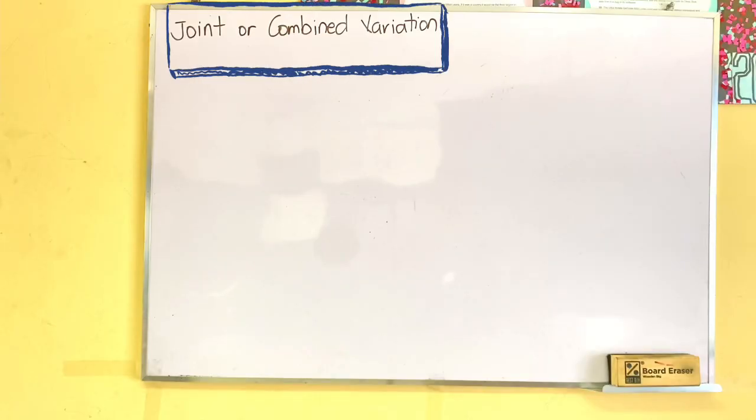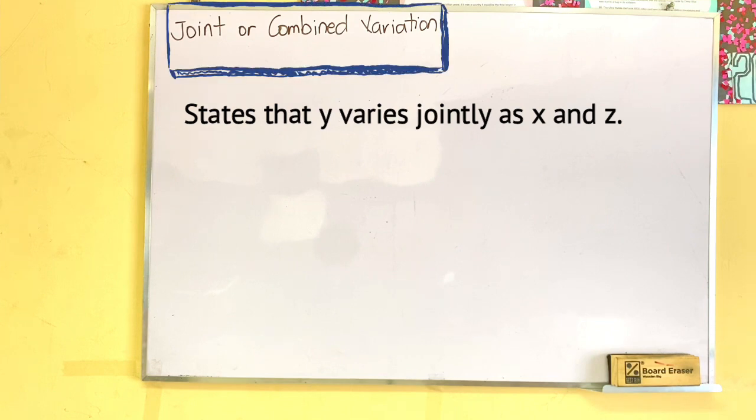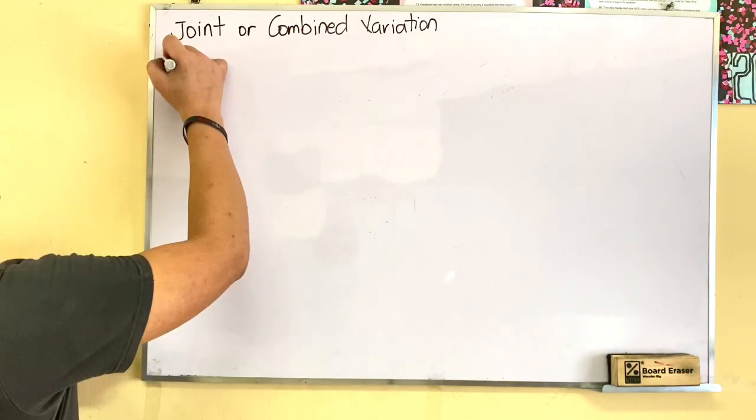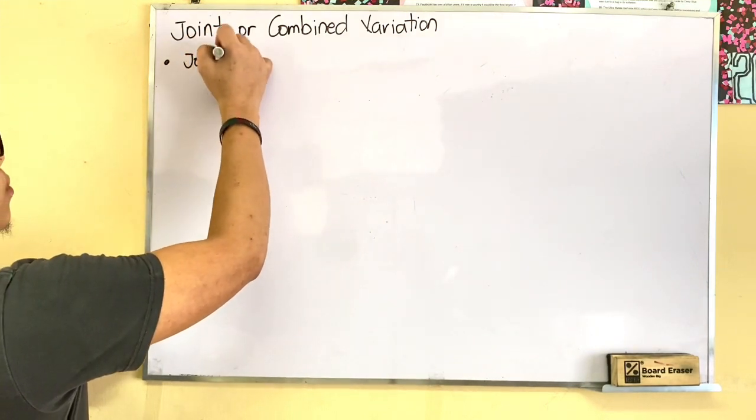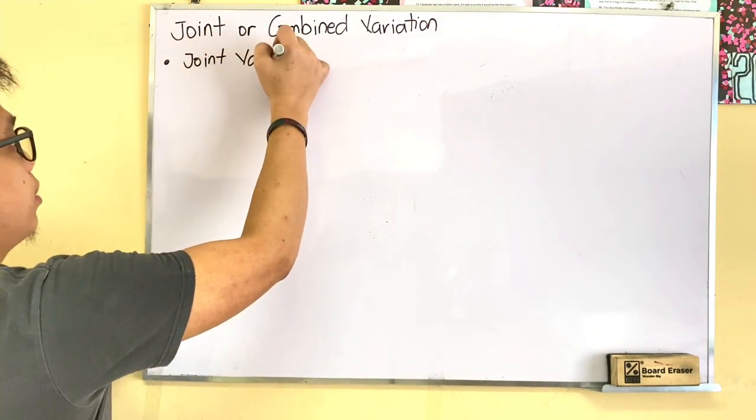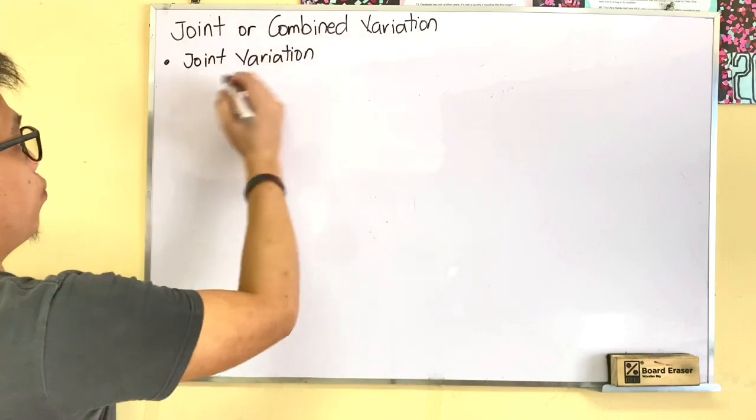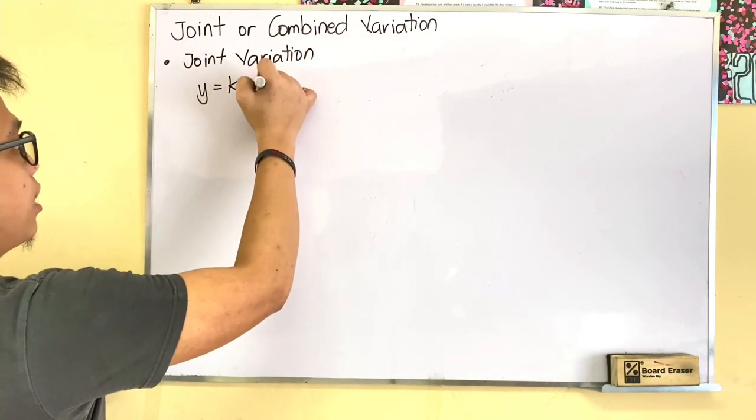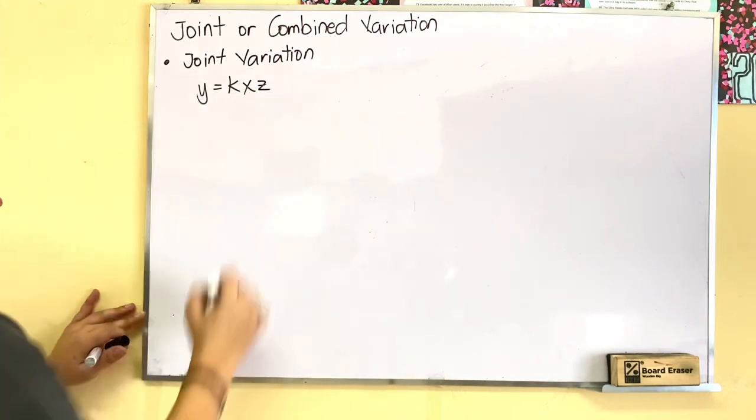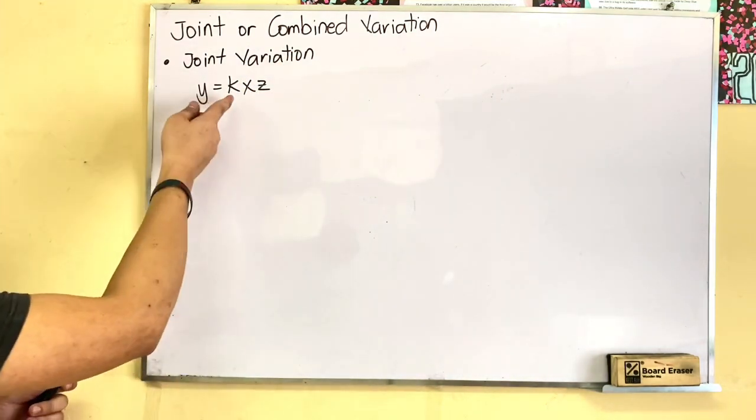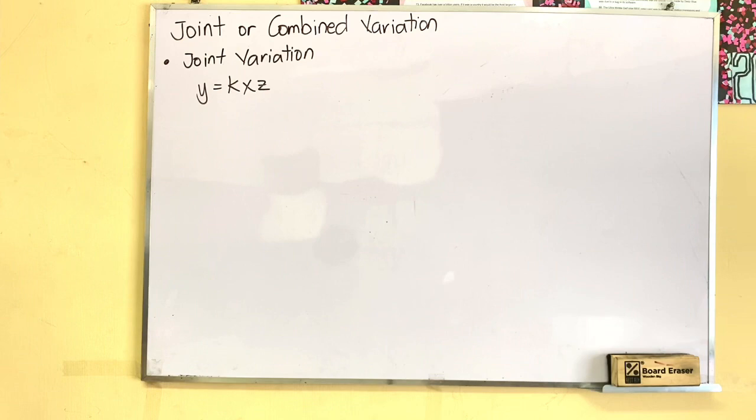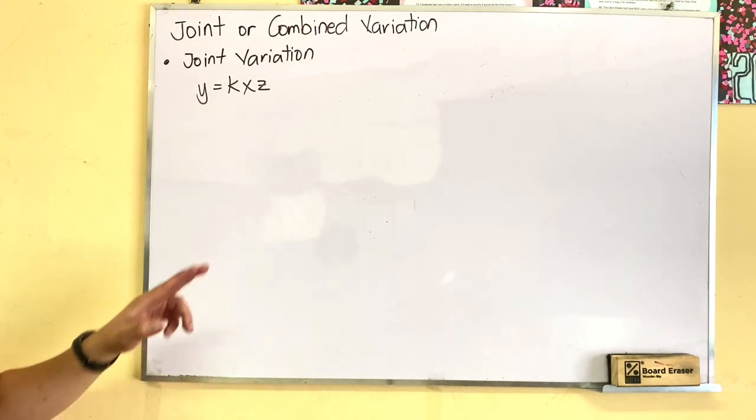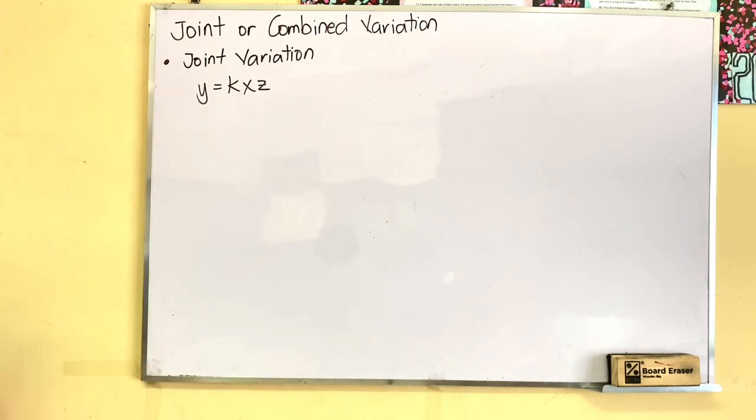First, let us describe the joint variation. Joint variation states that y varies jointly as x and z. So, sa joint variation, sinabi, y varies jointly as x and z. So, magkatabi lang sila. Y is equal to k times x times z. Kaya sila tinawag na joint variation.